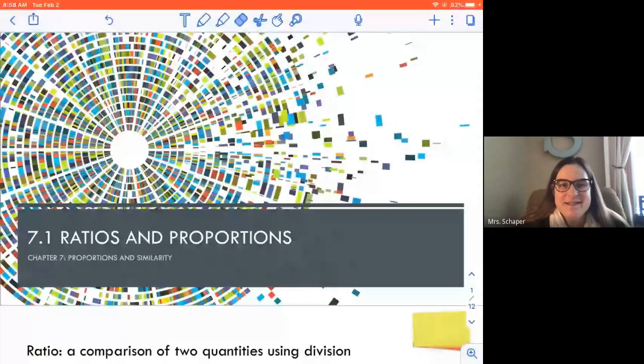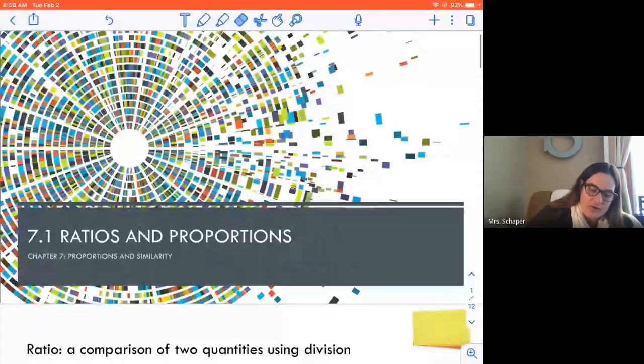This is Mrs. Shopper coming to you with Chapter 7. Ratios and Proportions is going to be our first section, and there are 7 sections in this chapter. It's going to move pretty quick, so be ready for a ride. Here we go. All right, we're talking about ratios and proportions.